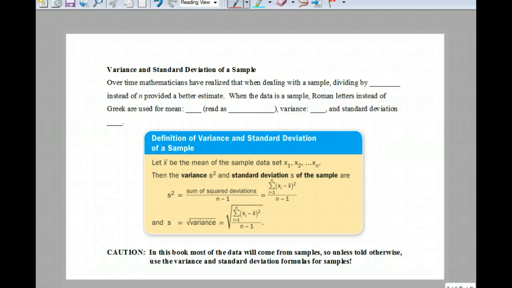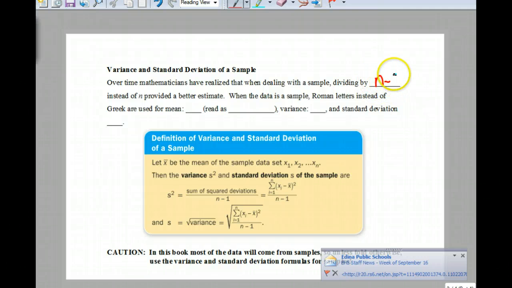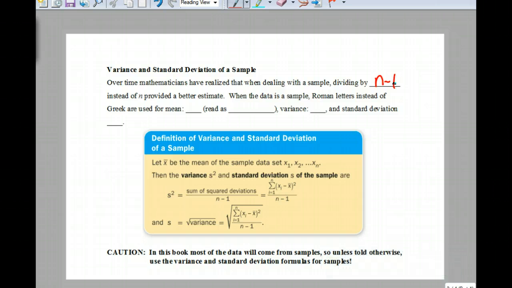On this one, over time, mathematicians have realized that when dealing with a sample, dividing by n minus 1, the total minus 1, instead of the total, provided a better estimate. When the data is a sample, Roman letters instead of Greek are used for the mean, where x with a bar on top is read as x bar, and the variance is just s squared, and the standard deviation is just s. So instead of the Greek letters that looked kind of funny before with the sigma, they use an s. Okay, a little easier. That's what you're going to be using. It's the same exact thing that we did before, except you're dividing by n minus 1.